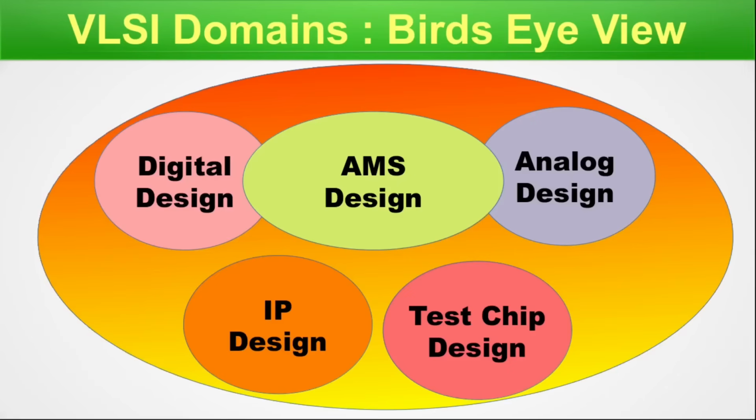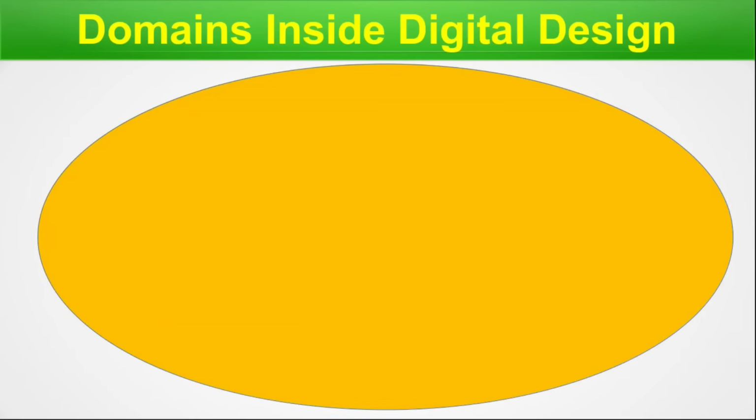So let's move on. Domains inside digital design. The digital design can be for ASIC, FPGA, or an SoC. In digital design, the design flow is often referred to as RTL to GDS2, as the design starts with RTL coding and ends up in a GDS2 stream. So here goes our entire digital domain.